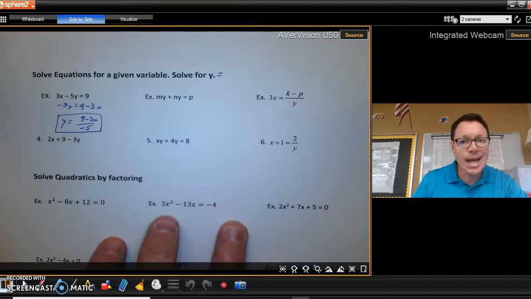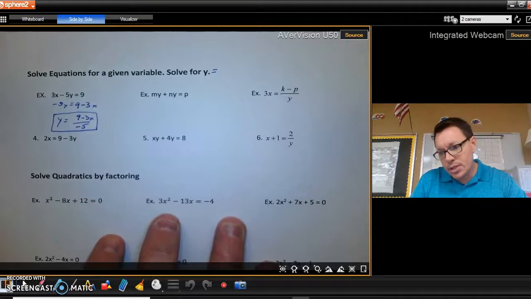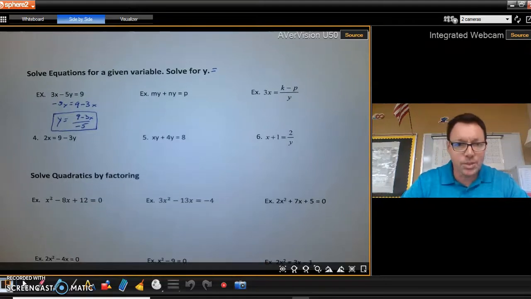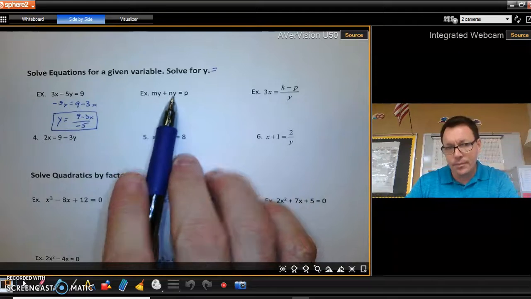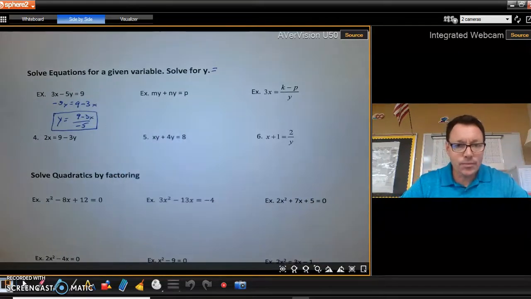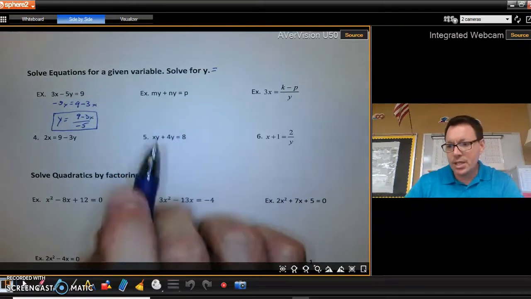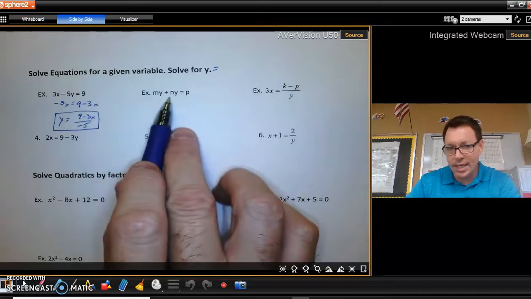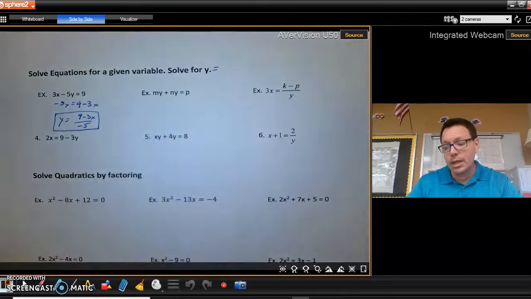Okay? Now, the next one. This one is an issue because there's multiple y's. We're trying to solve for y, but there's two y's. There's a y here and a y here. And we can't simplify because these aren't like terms. I have an my and an ny. If those were numbers, we'd be good. But for this one, we're going to have to do a different little trick.